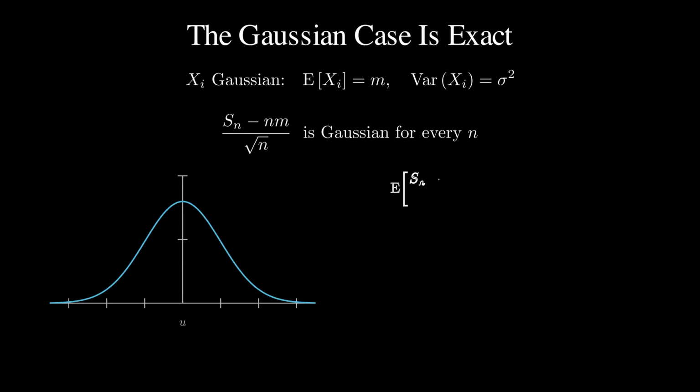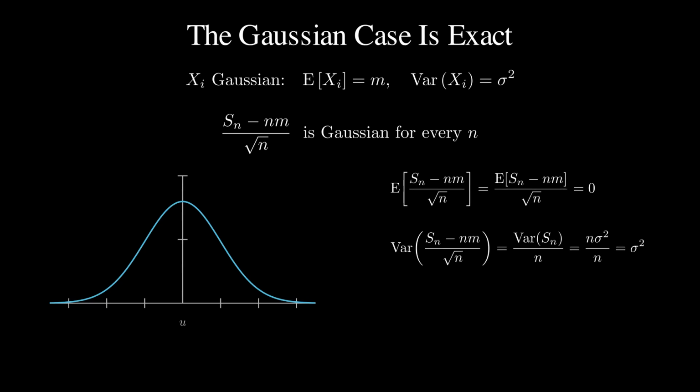Compute its mean, the centering makes it 0. Compute its variance. The n independent variances add to n sigma squared, and dividing by root n divides the variance by n. What remains is sigma squared with no n anywhere in sight. So for Gaussian inputs, the scaled sum does not merely converge. It is the same distribution at every single n. The curve never moves. This is the invariant sequence we met when we defined convergence in distribution, and the central limit theorem is the claim that every finite variance input flows to the shape the Gaussian already occupies.